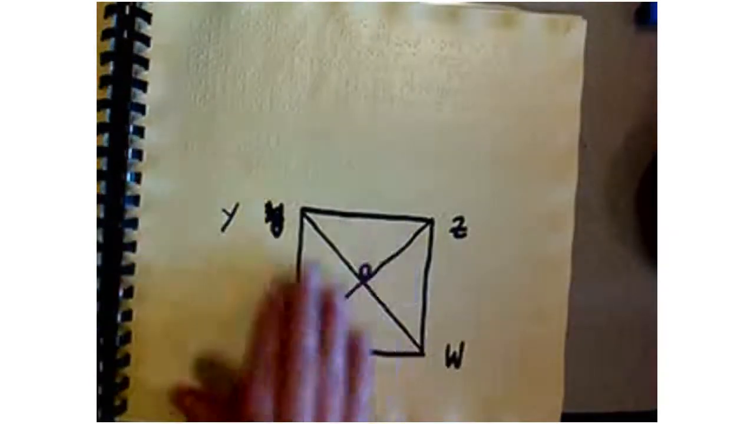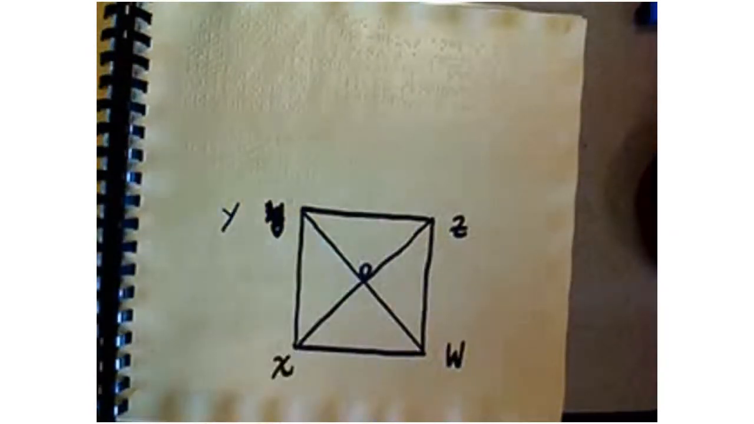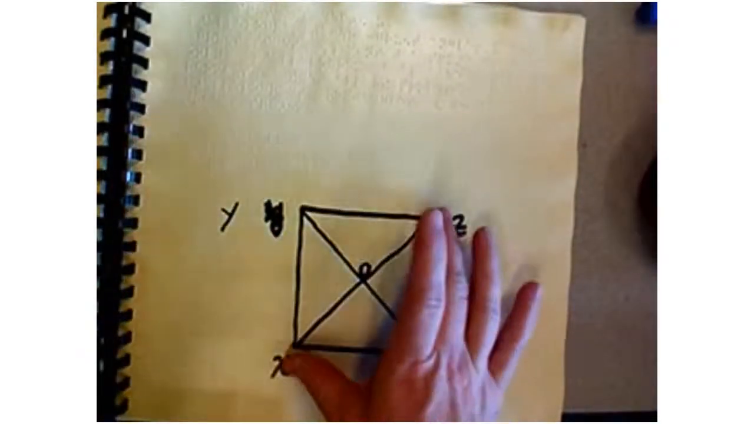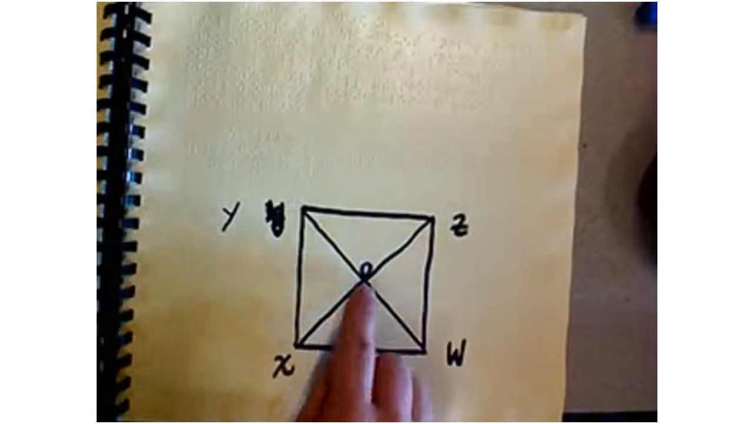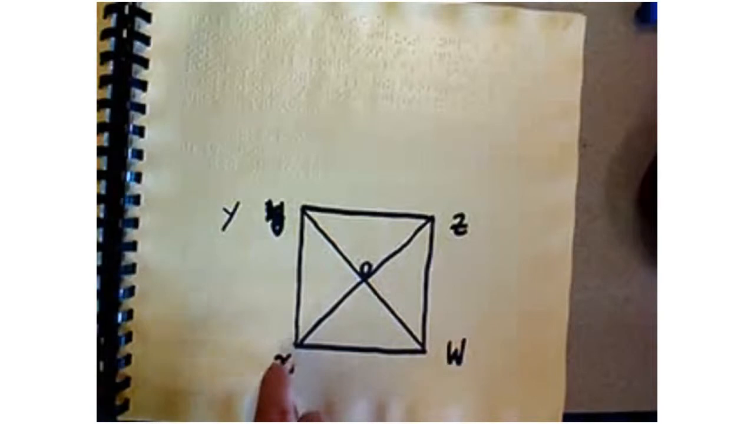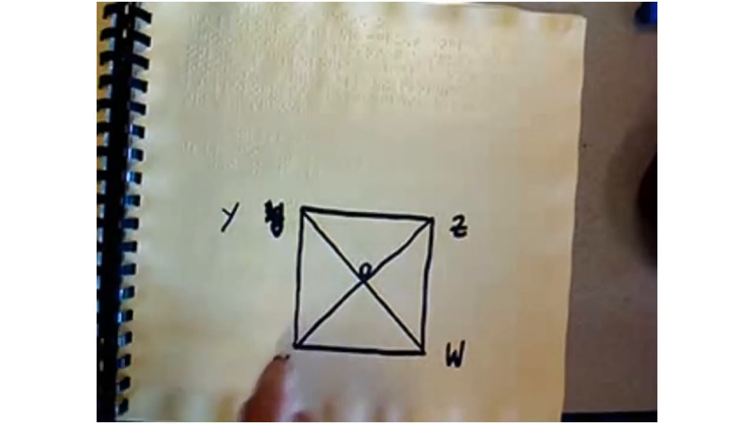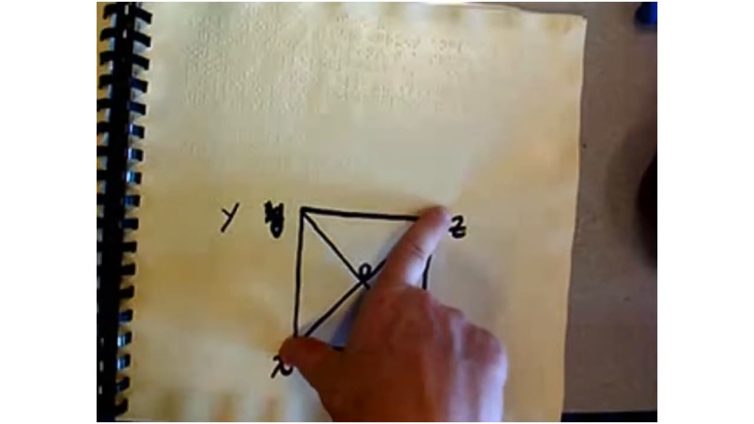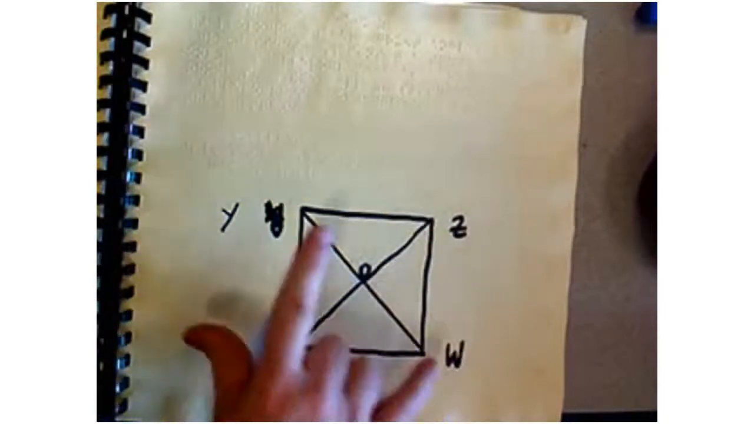So there's a drawing down below taking us through an example where we need to find XZ in square XYZW. X is in the bottom left, and then they go clockwise: X, Y, Z, W. There are diagonals going through each vertex, and they intersect at point O in the middle. They want us to find XZ, and they tell us that YW is 14.